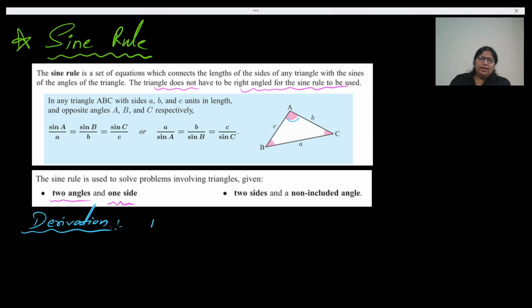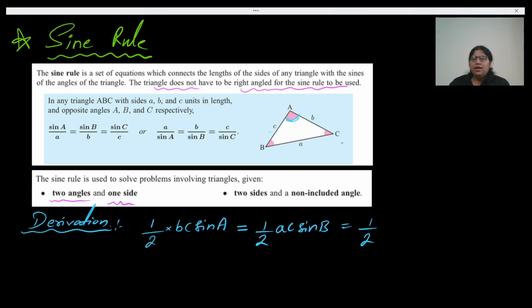So first, start writing here. Can I write down half? Now, if I am considering sine A, the two sides are b and c, because A is included between lengths b and c. So, bc sine A will be equal to the area. If I'm talking about angle B, the two sides are a and c, so area will be half ac sine B. The same here if I take angle C, the two sides will be a and b, so half ab sine C. All three are equal because they represent the area of the same triangle ABC.